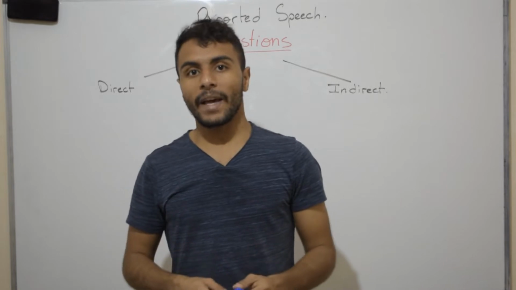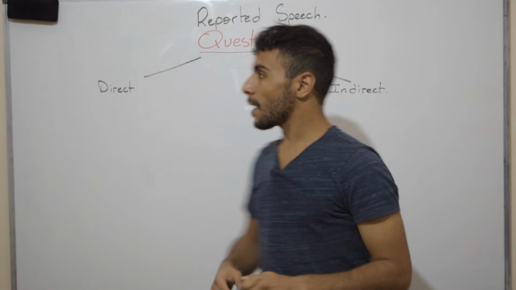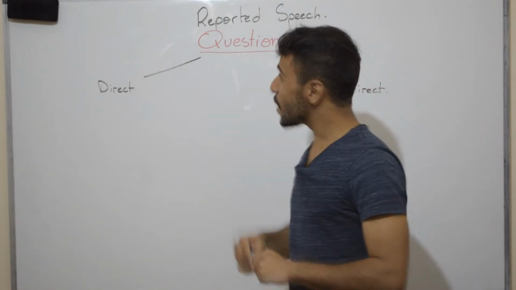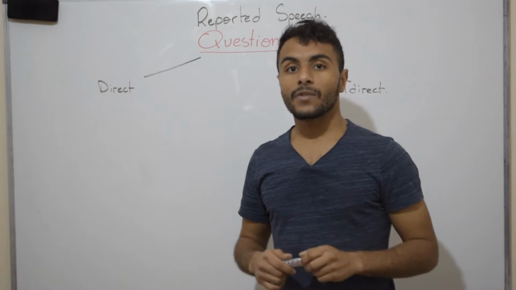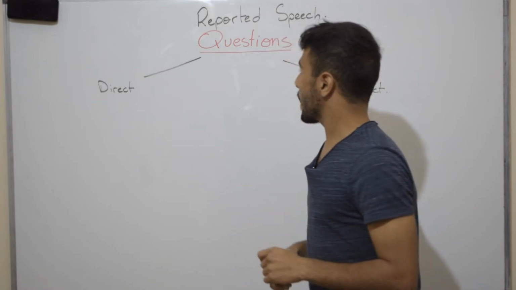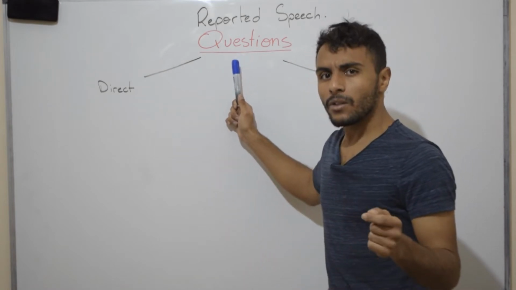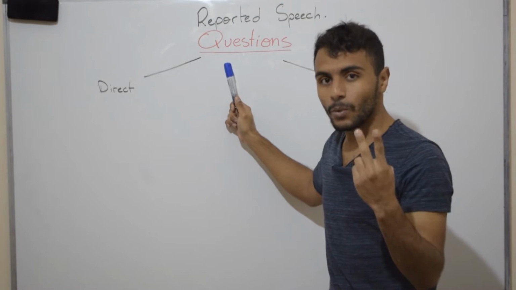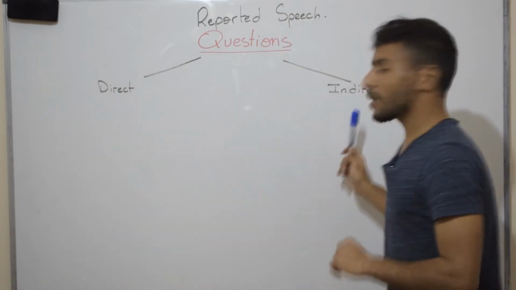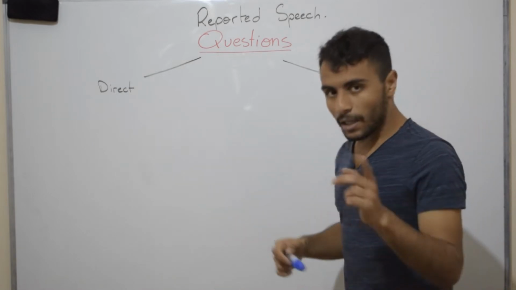Hi, welcome back again to part number 2 of the lesson of the reported speech. And today we will be continuing our change of sentences from direct speech to indirect speech. And now it's about questions. When you ask a question, there are two possible ways. It's either a direct question or an indirect question. They can't be anything else. I'll give you an example.